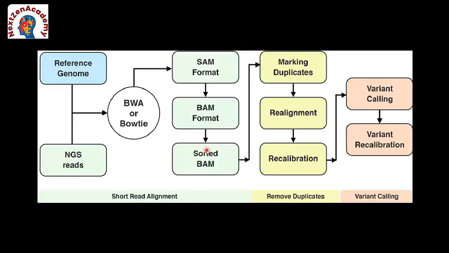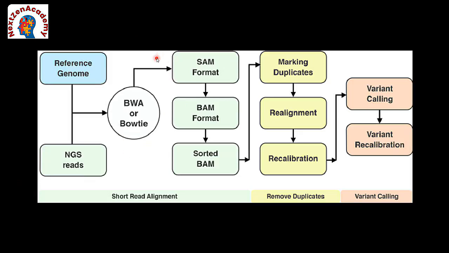Next, we are going into the entire workflow of how the variant calling has taken place. The first main thing is we have a reference genome, and then we have the NGS reads. Then, if you have these two things, we need to do the alignment. The alignment can be done with BWA or Bowtie.